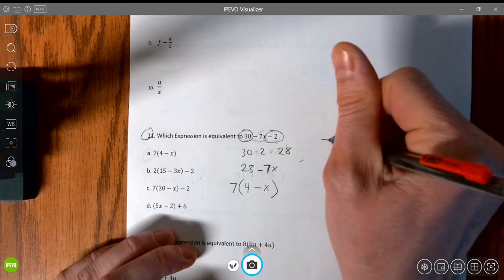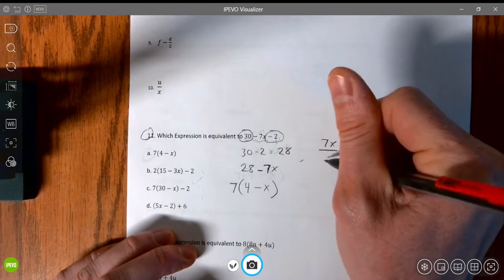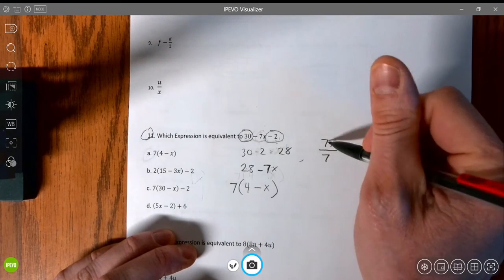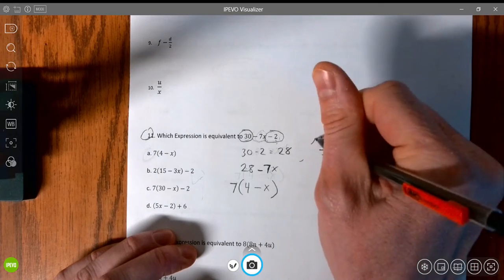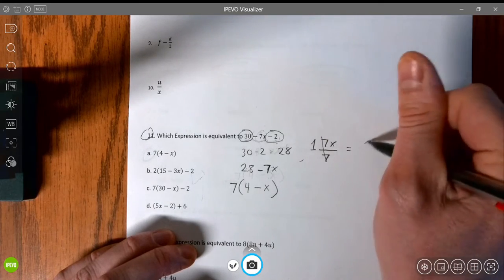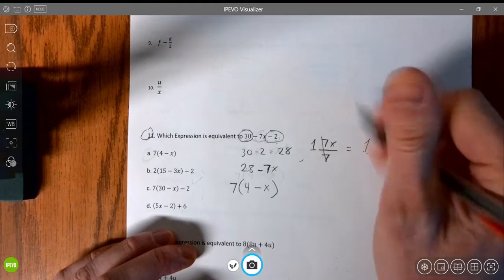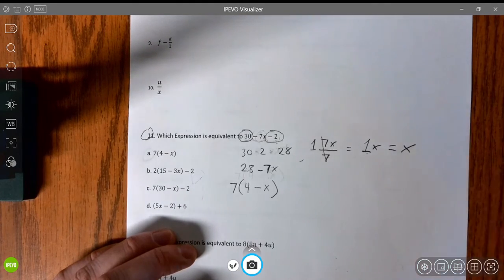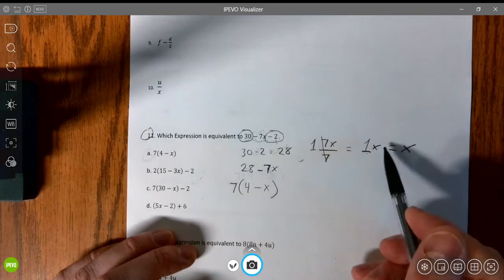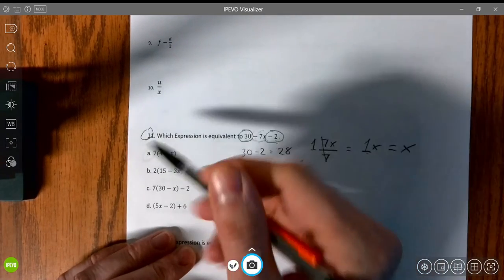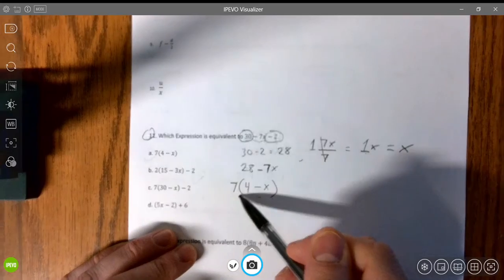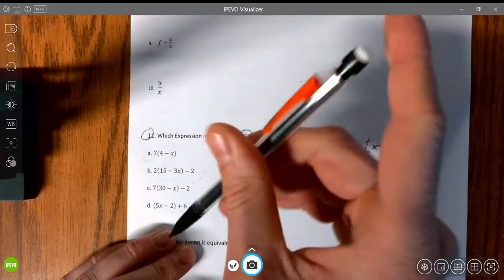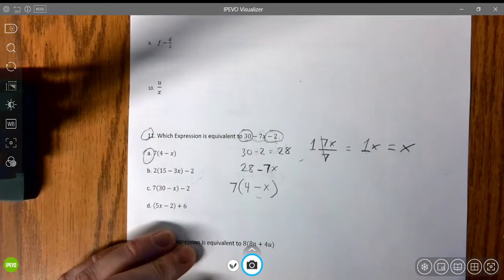If that doesn't make sense, I'm going to say 7x divided by 7. 7 divided by 7 is 1, so I'm left with 1x. And I can just write 1x as x, which is how we got just the x. Okay? So, do any of these match 7 times 4 minus x? Right there.